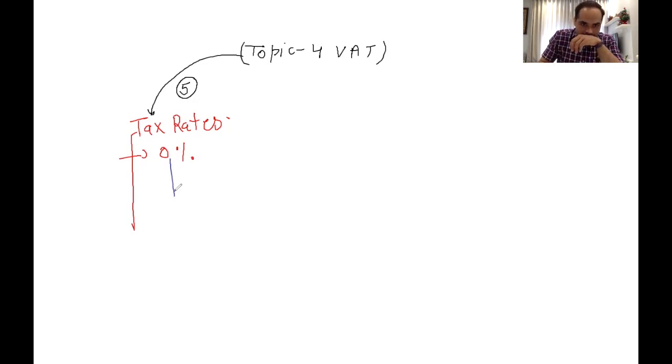So the first thing is, of course, exported goods and services. You know that we previously discussed a lot about exporting items to foreign countries, so we don't have to pay any kind of value-added tax.